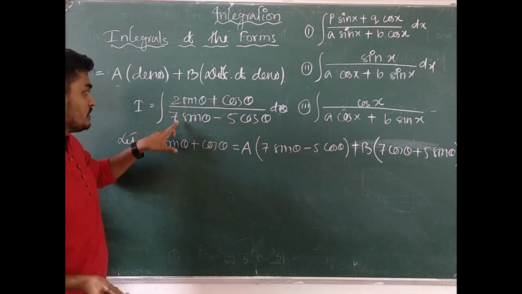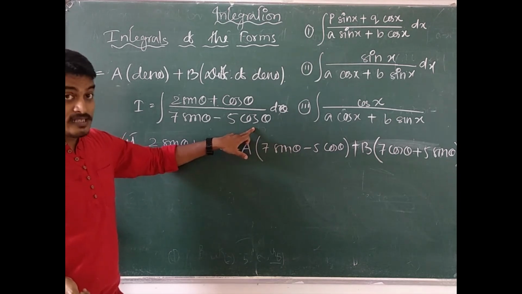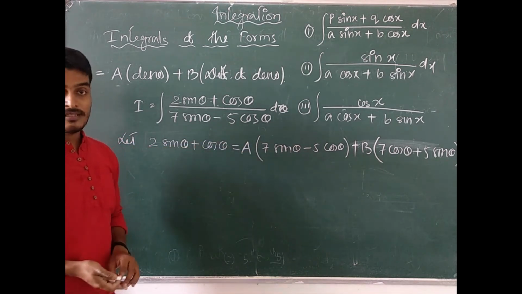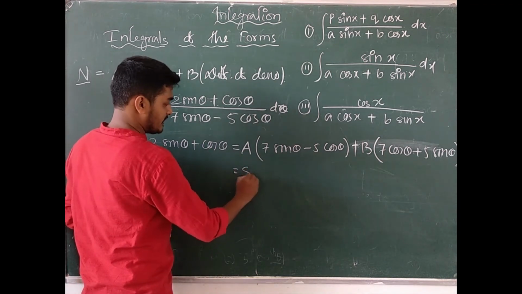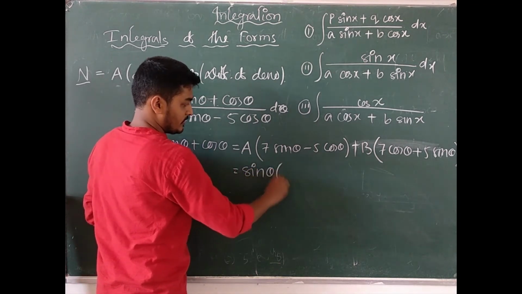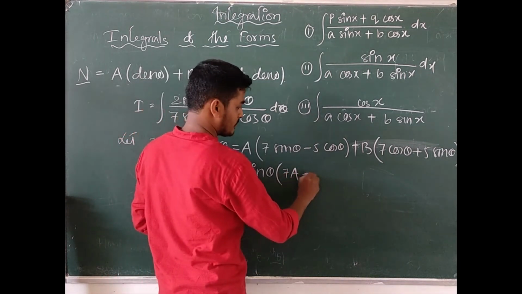What is the differentiation value? 7 cos theta plus 5 sin theta, because differentiation of cos theta is minus sin. So minus minus plus 5 sin theta. So now I think you can easily simplify. If I take sin theta common, it will be 7a plus 5b.